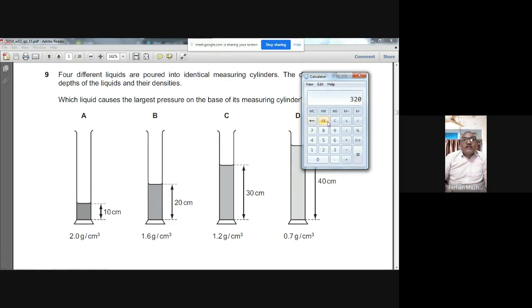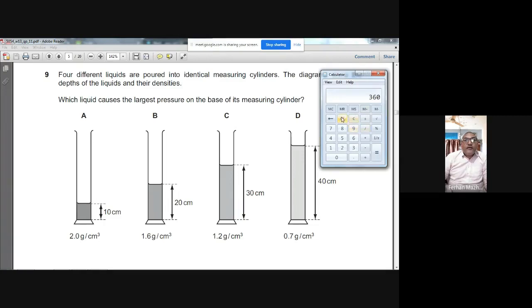The next one: rho g h, the density is 1.2, the g value is 10, and the h is 30. So the value comes out to be 360. And the fourth one, the density is 0.7, the g value is 10, and the height of the liquid is 40. So the answer is 280.